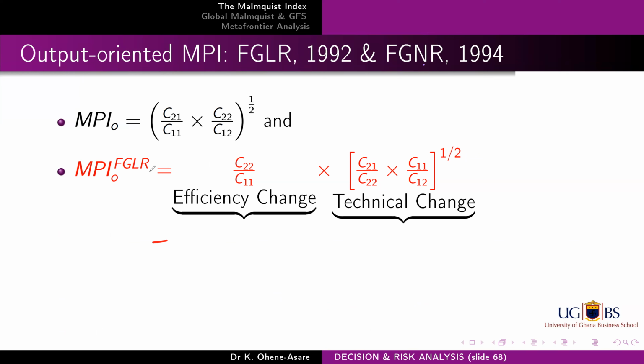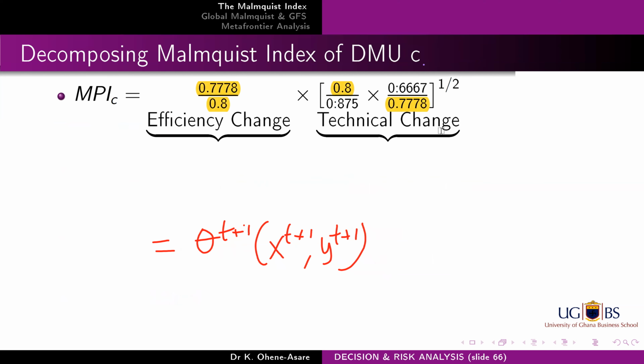Now, if you look at it, it is actually equal to, you see C22 at the top. So that C22 will be theta T plus 1 into bracket X T plus 1, comma, Y T plus 1. That is how it would have been at the top. They are all T plus 1. Was it X and Y? Let me be sure. I just want to be sure what we use. Yeah.